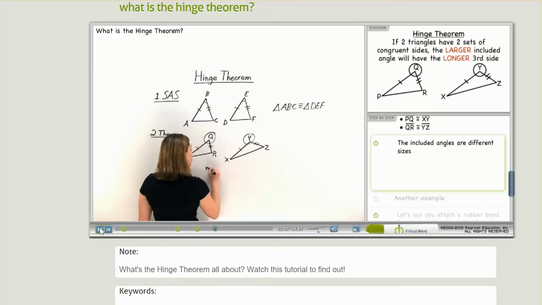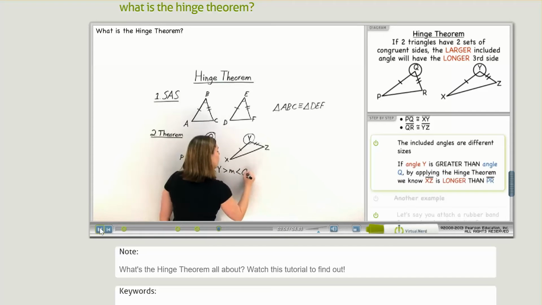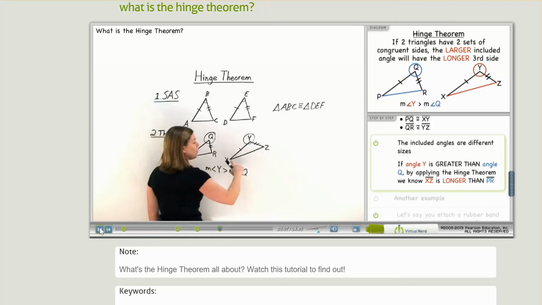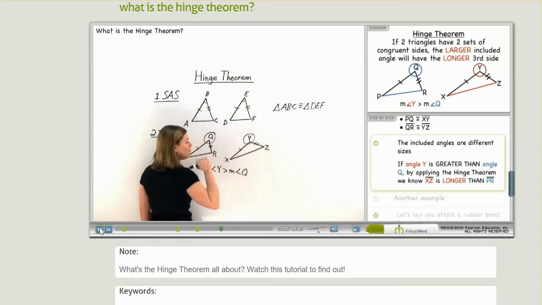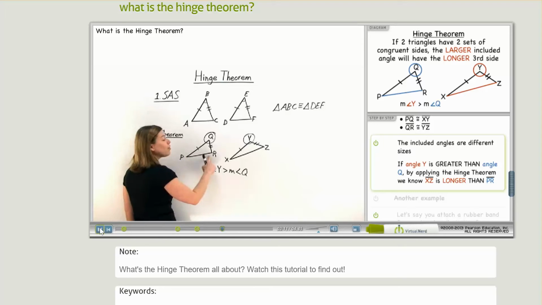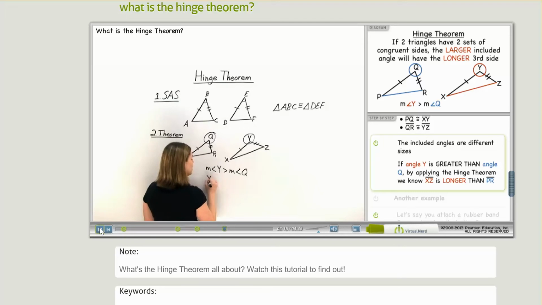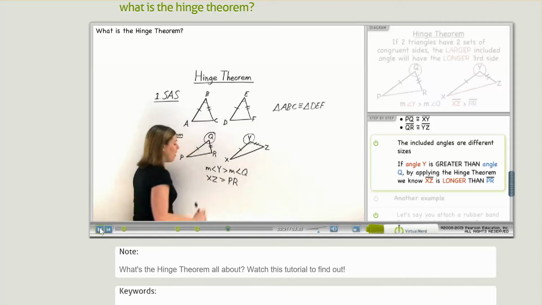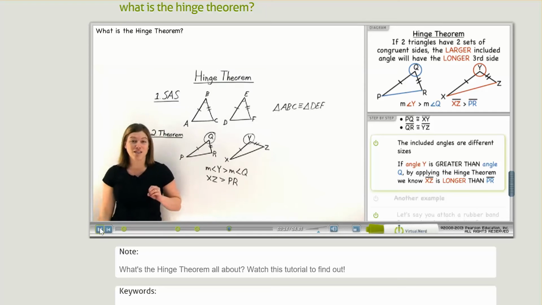So say that angle Y has a larger measurement than angle Q. Well, by the hinge theorem, that would mean that this third side, XZ, of this triangle is longer than the third side of this triangle, PR. So we could say this: side XZ is larger than side PR. That is what the hinge theorem tells us.